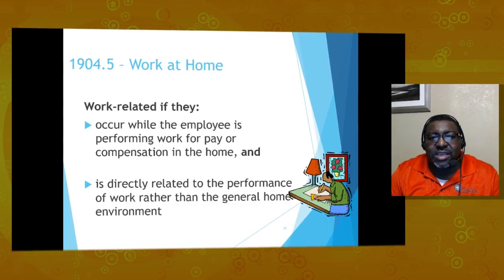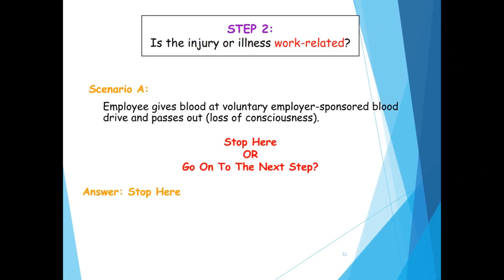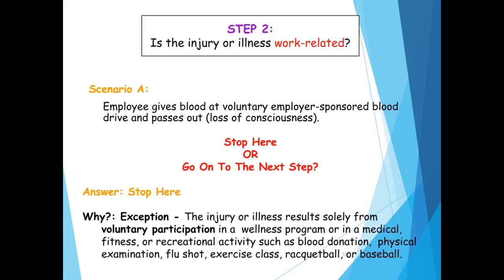If there are workers telecommuting, working at home, a lot of people do that. If the work that they're doing is in the interest of the employer and they got injured, then it's recordable. But if it's a condition of the home environment and they got injured, then that is not recordable. So it just really depends. It can't be tripping over the toys on the floor that gets the person injured. It has to be actually doing whatever product or job they are doing for the company that caused the injury or illness. So this one, voluntary, we're going to stop there because that is an exception.